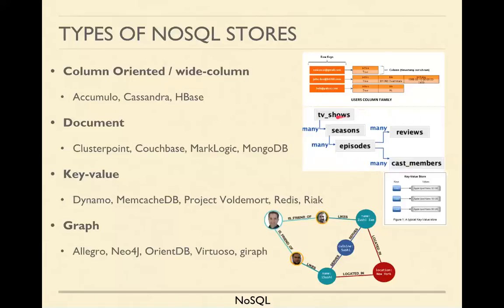And it would look like that: every record would contain TV shows. TV shows contain seasons. Seasons contain episodes. An episode contains reviews. An episode has cast members as well. So basically, when you have to store complex data, instead of just an array of values in each record, then you go for a document-oriented database. Then the key value, these are the most primitive kind of database.